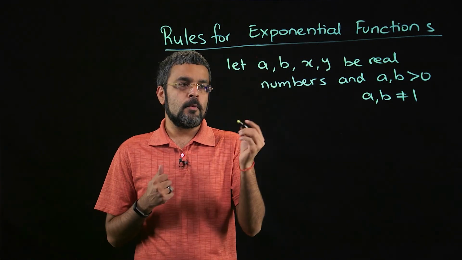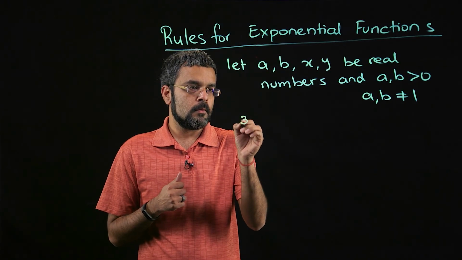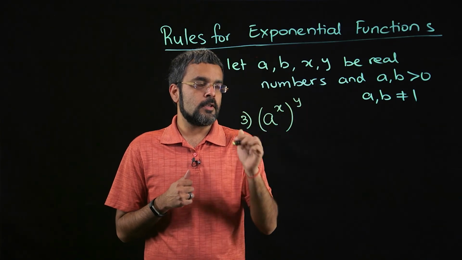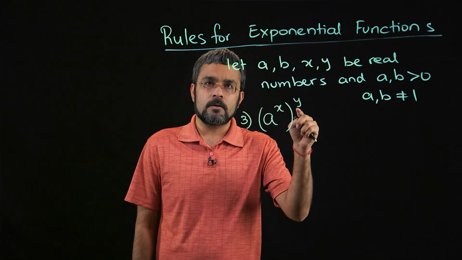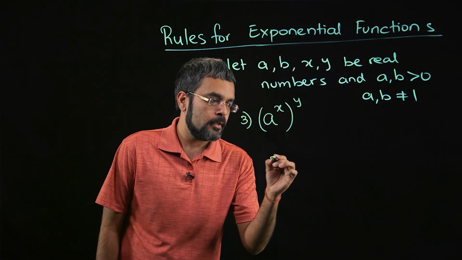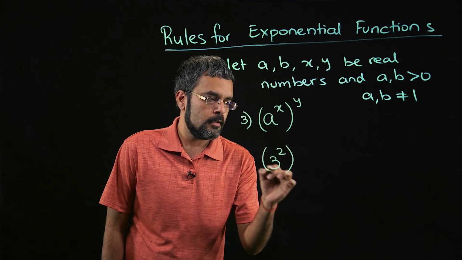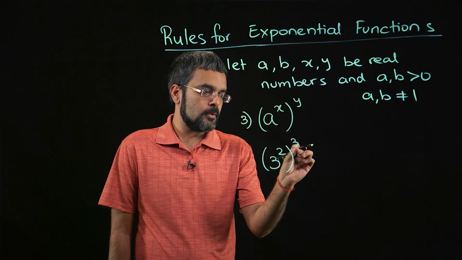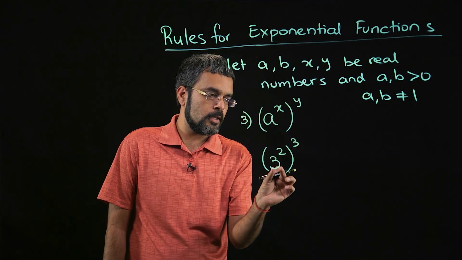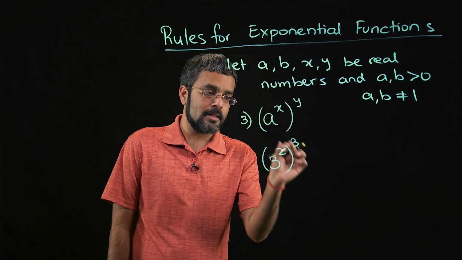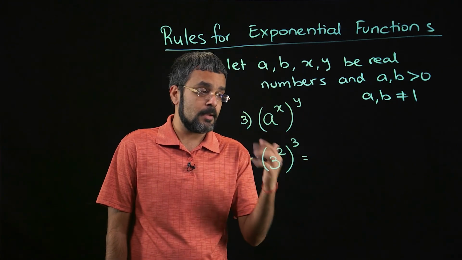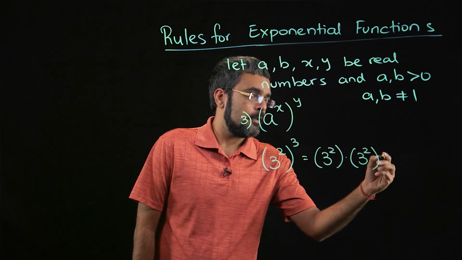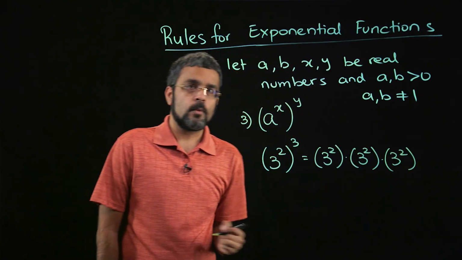Now let's take a look at rule number 3. In rule number 3, we're going to talk about a to the x, all of this to the y. So here, think about it, I'm raising an exponent also to an exponent, right? So again, let's look at 3 squared to the cubed. Let's look at what this exponent does. What this exponent does here is going to multiply 3 squared with itself. What is in the parentheses gets multiplied with itself 3 times. So this is going to be 3 squared times 3 squared times 3 squared.